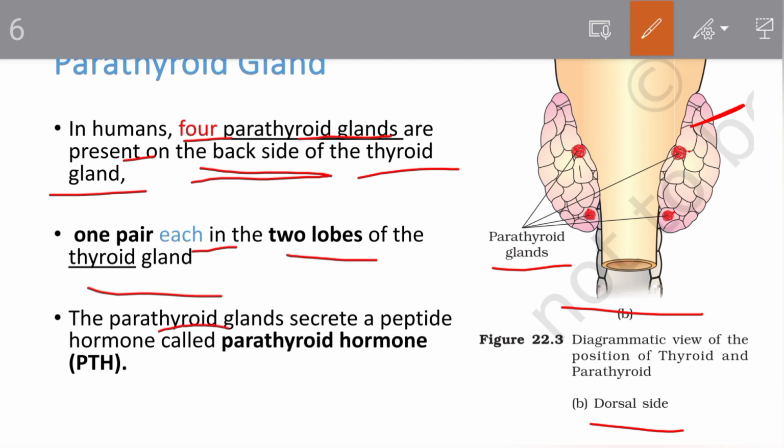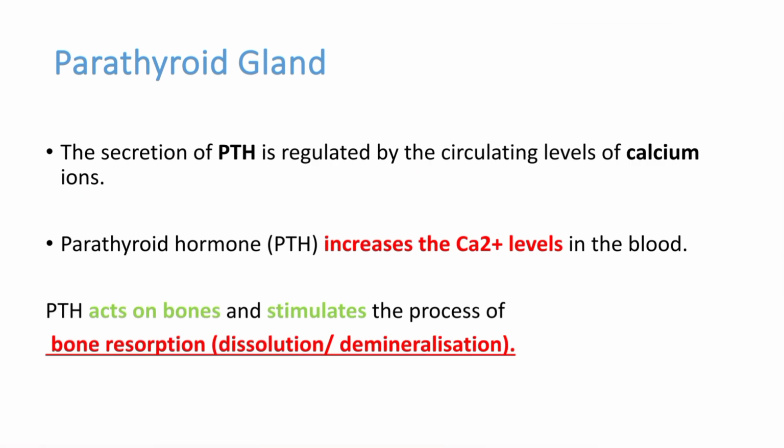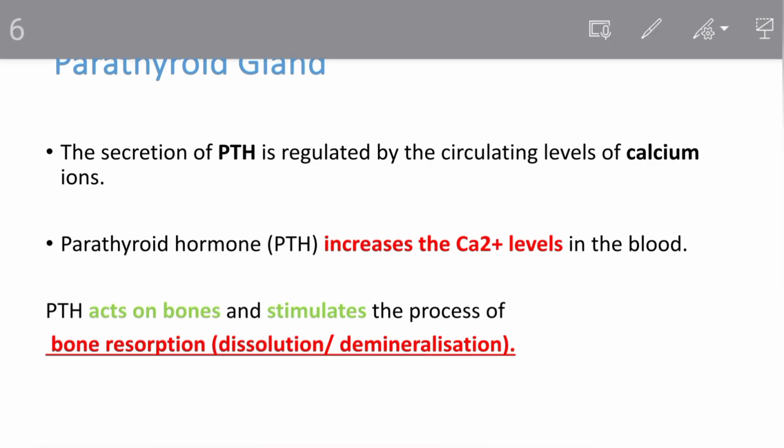The parathyroid glands secrete a peptide hormone called parathyroid hormone, which is abbreviated as PTH. PTH is parathyroid hormone. The secretion of PTH is regulated by circulating levels of calcium ions.